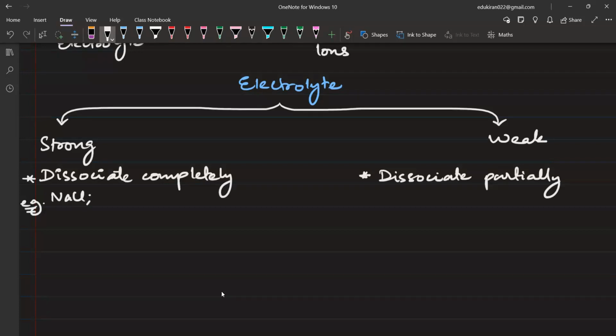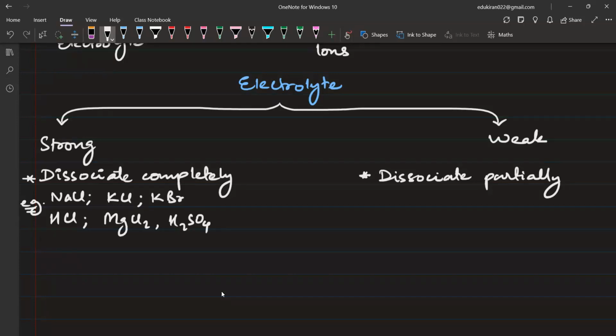Examples of strong electrolytes: you have NaCl, KCl, KBr, HCl, MgCl2, H2SO4. So these are strong electrolytes and they dissociate.